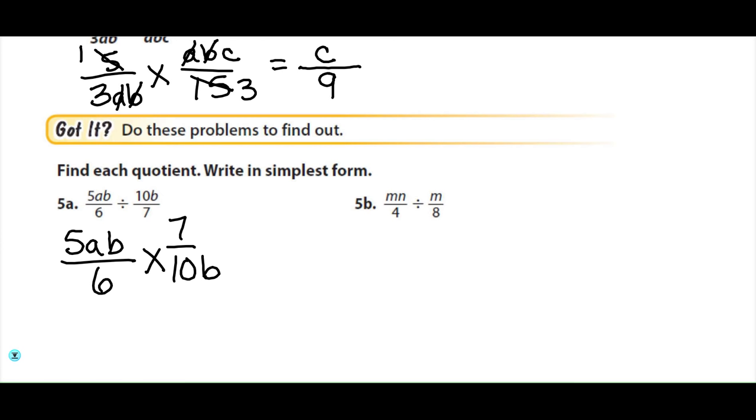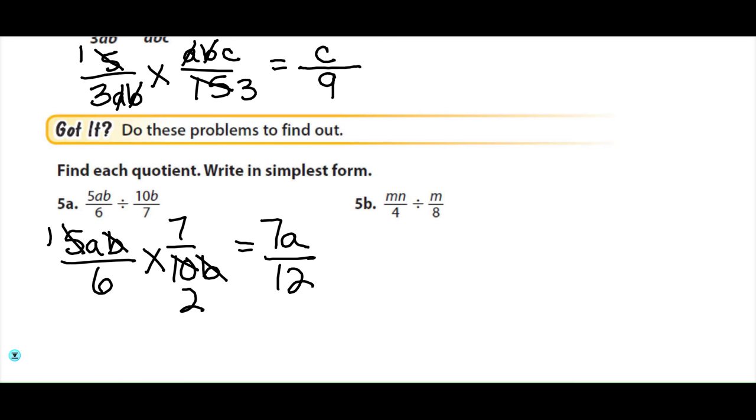All right, so we have a 5 and a 10 we can take out, so that's going to go down to 1 and a 2, and then I have a b, and that's going to be it. So we have 1a times 7, so 1 times 7 is 7, so 7a. And then I have 6 times 2, which is just 12. So I end up with 7a over 12. All right? So if you just did that one with me totally, go ahead and pause it and try 5b on your own. If you've already done 5a and 5b, then let's continue on.